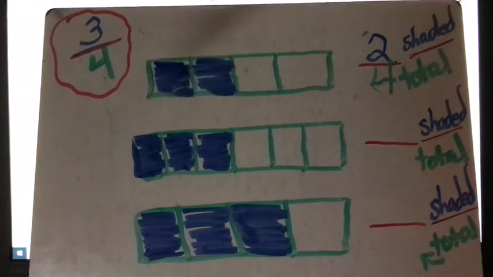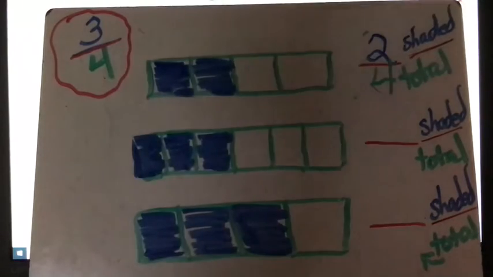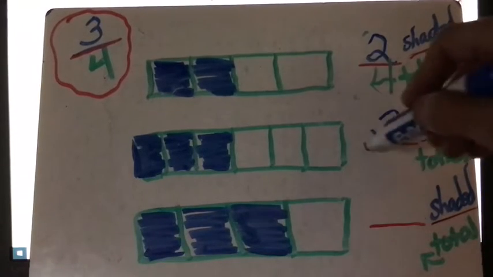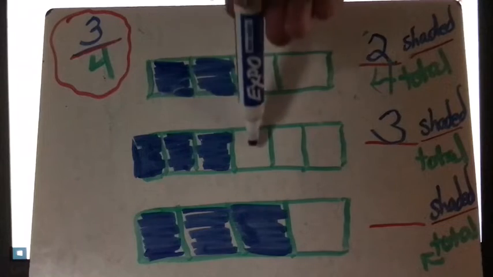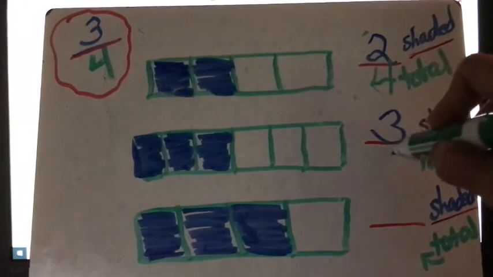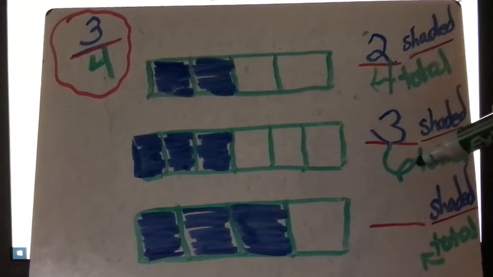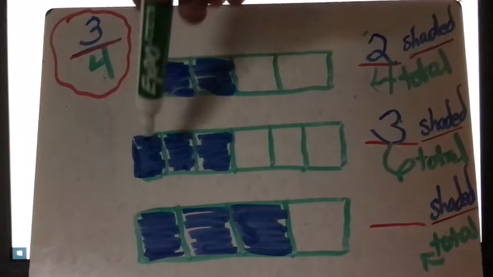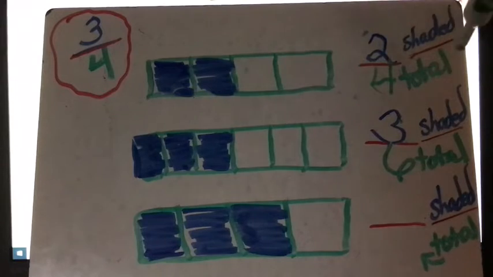Let's look at our next one. Shaded, we have 1, 2, 3 shaded. So I'll put a 3 in the numerator or above the fraction bar. And then 1, 2, 3, 4, 5, 6 total squares. So we have 3/6 shaded. Again, 3 is half of 6. So here's another half, not 3/4.